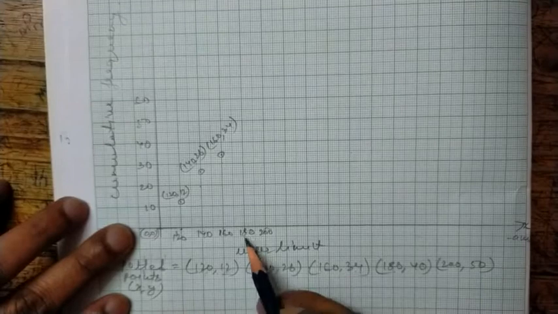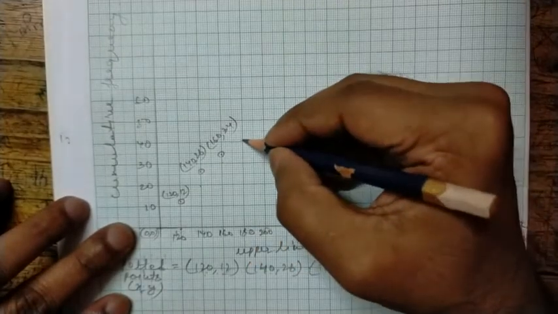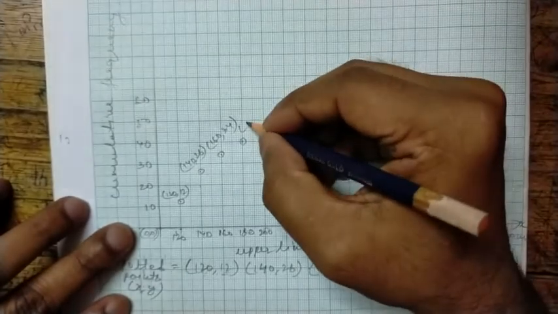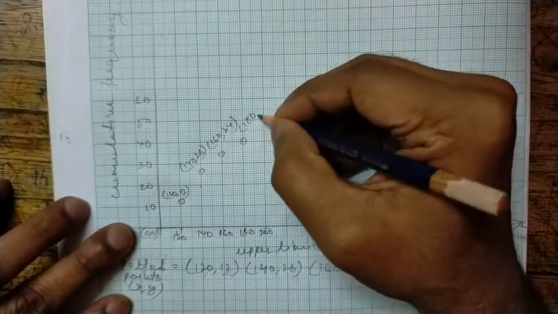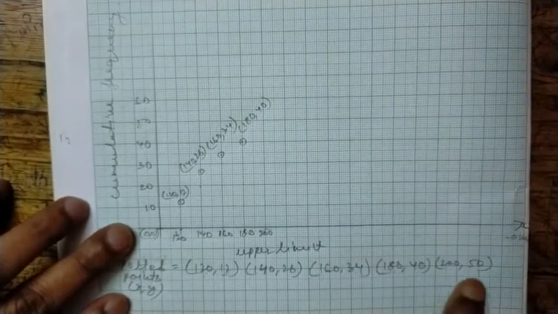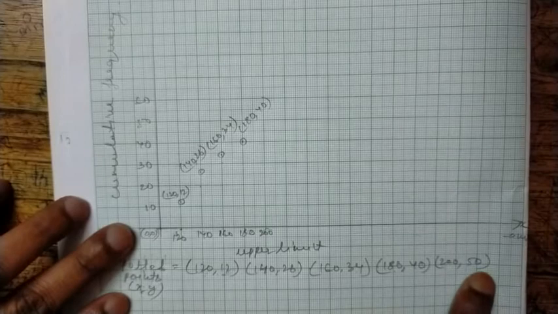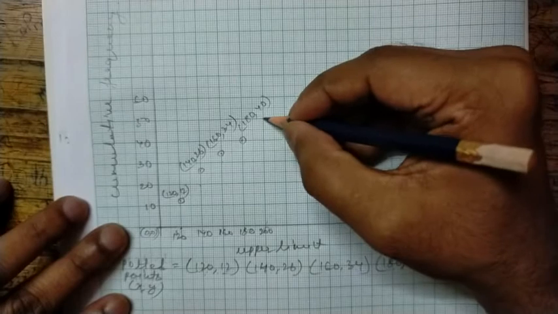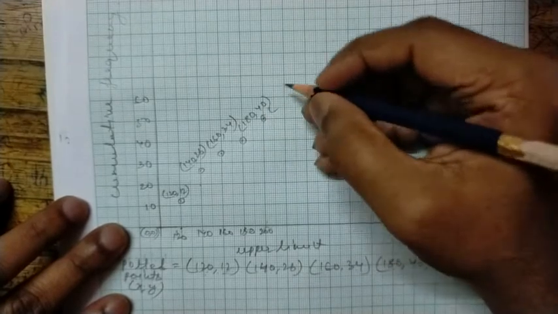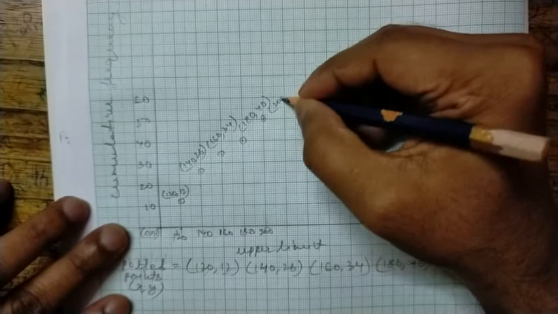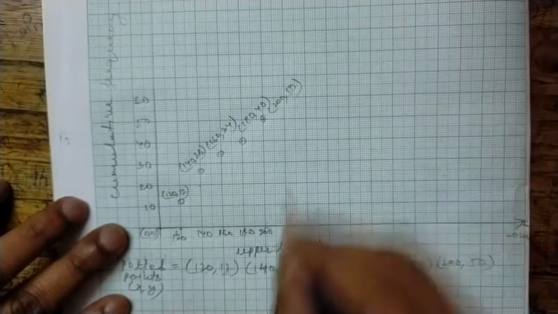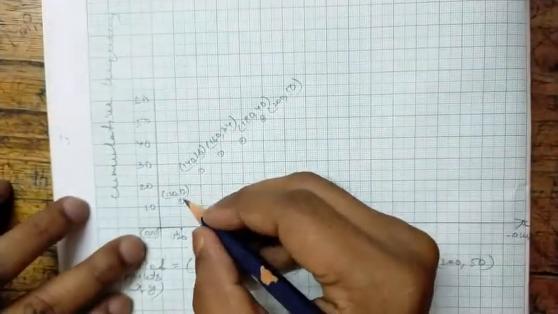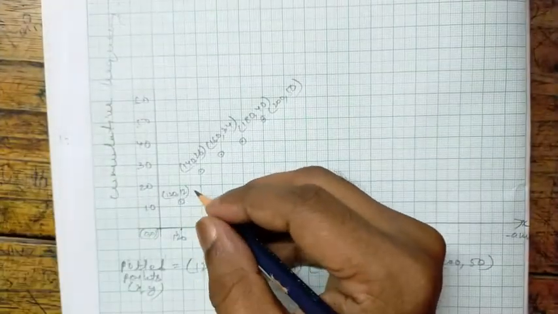Then 180 and 40. This will be the point 180 and 40. Then 200 and 50. Where will 50 be? Over here. So you see the points are moving upward. So I can join these points. Let's join these points.